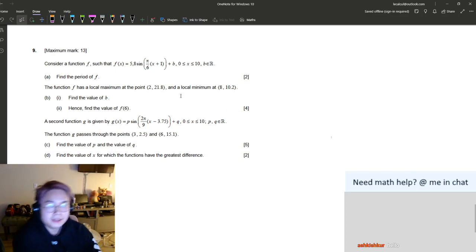Okay, let's see. We have a function. I think that's supposed to be a decimal, but this might be from across the pond. So 5.8 times sine, blah, blah, blah. And then we have a specific domain, 0 to 10. B is all real numbers. Then we need to find the period of f.